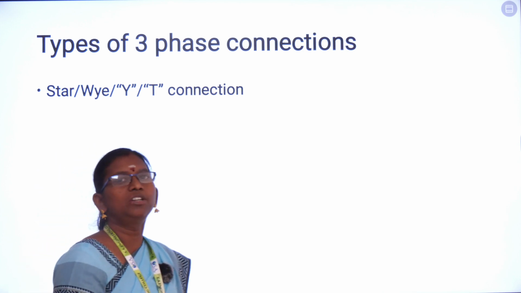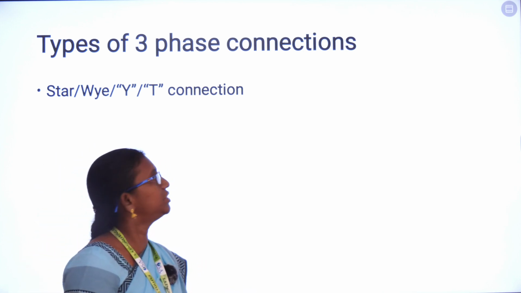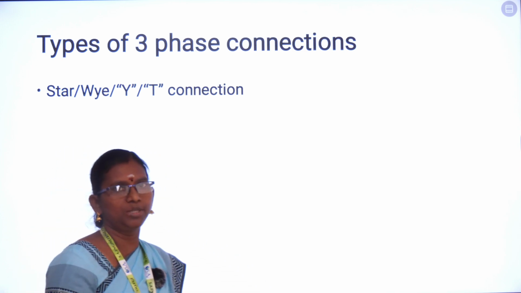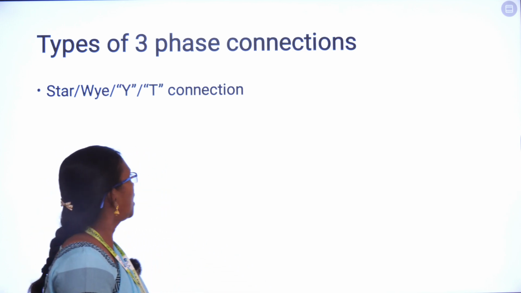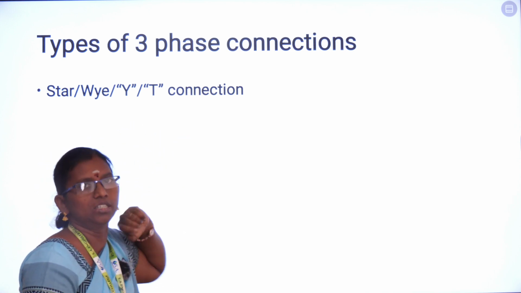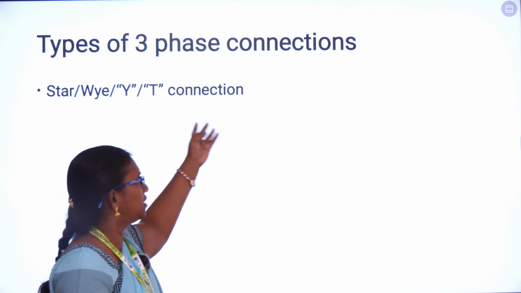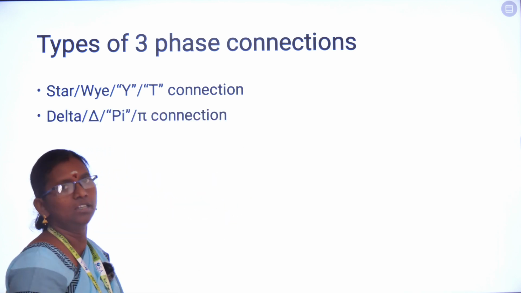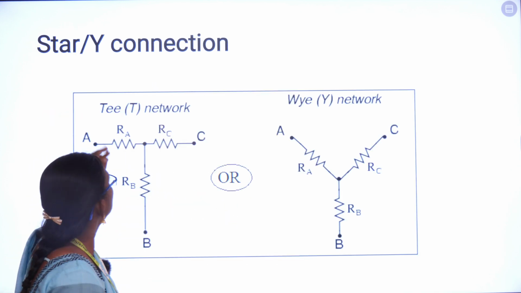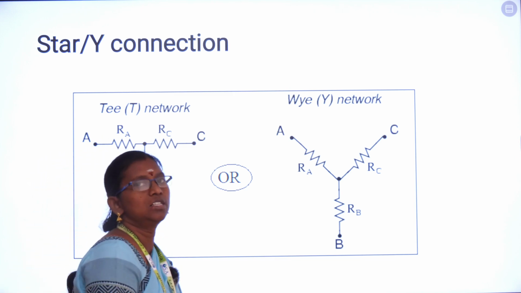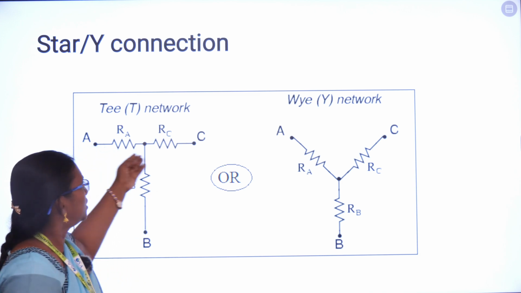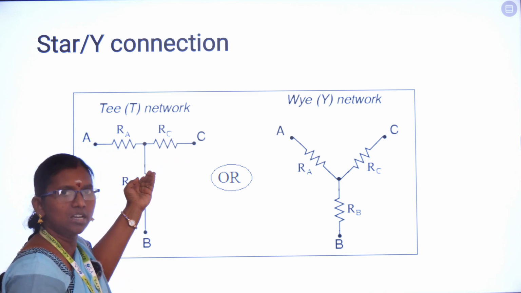So we need to know what the different types of three-phase connections available are. The first type of connection is the star connection, or star, or Y, or T connection. We can call it any of the three ways. And the next type is delta or pi. Here we can see the star connection can be represented like this. It is otherwise called a T connection, as I already told you.